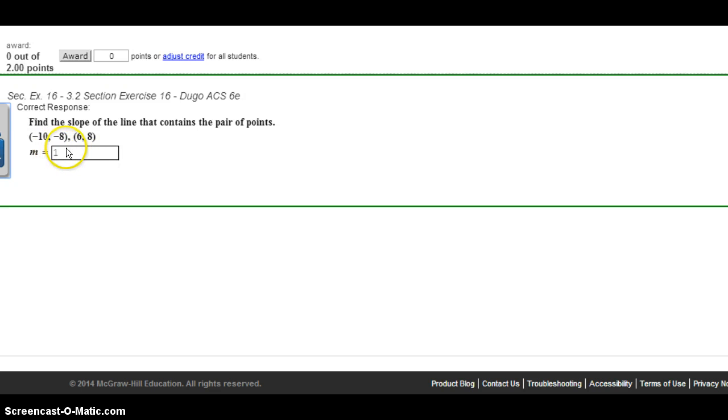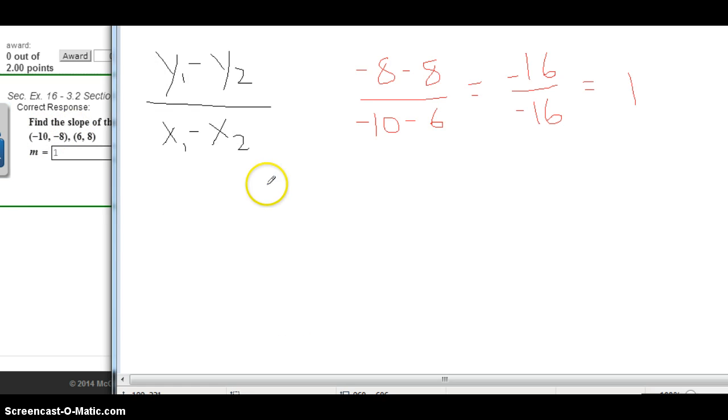When you have 2 points, to find the slope, you need to subtract the y's on top to find the difference vertically, and then subtract the x values on bottom to find the horizontal distance between the points. So there's the general formula: subtract the y's on top, subtract the x's on bottom. And I've gone ahead and plugged the numbers in.